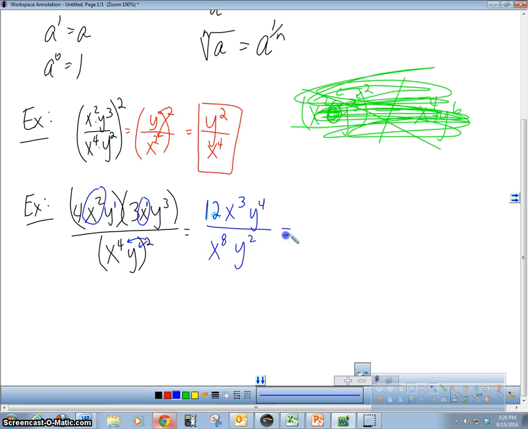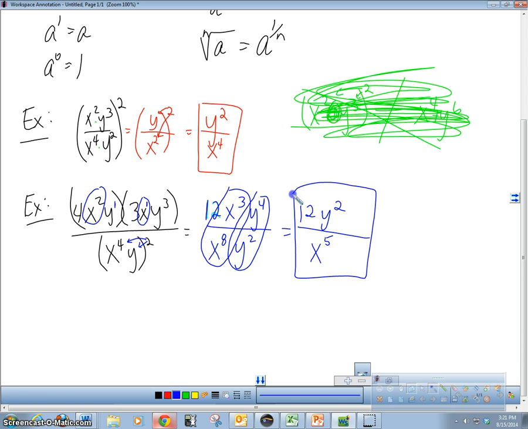And now that we're here, we're going to subtract these here, the powers. So we're going to have x to the 5th on the bottom, because we're going to go 8 minus 3 and keep the x on the bottom. Here the 4 is bigger than the 2, so we're going to go 4 minus 2, which is y squared. And there we got our answer. All right? So let's try another one here.